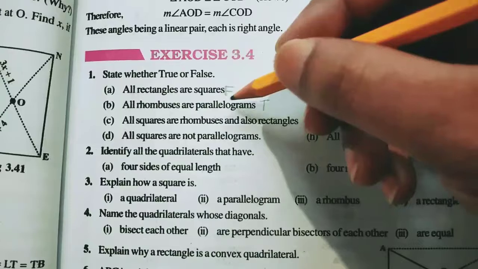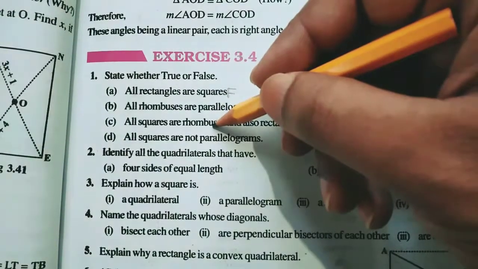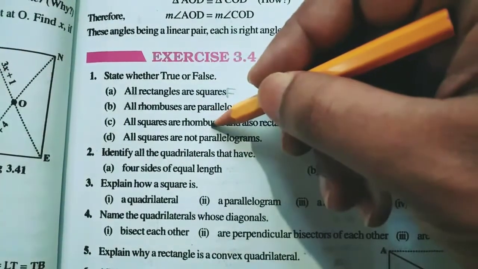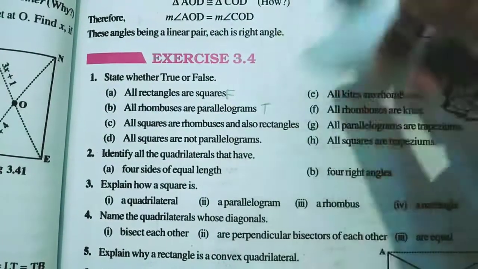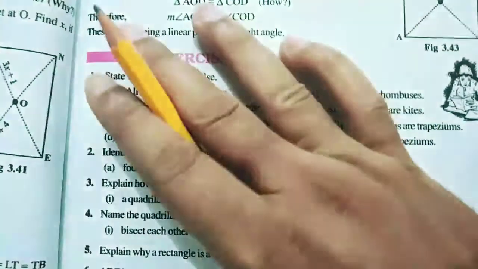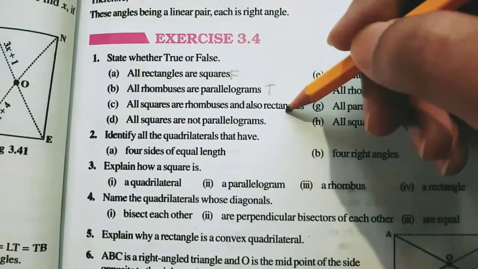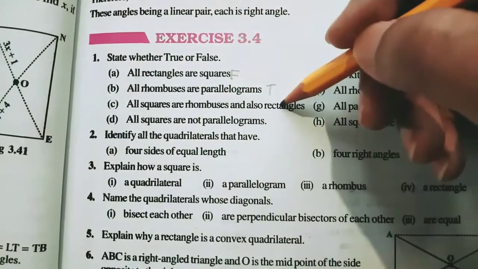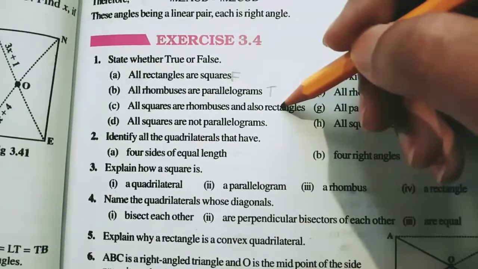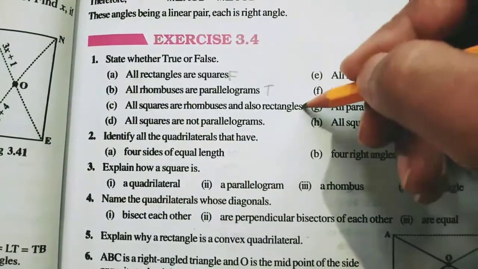All squares are rhombus and also rectangle. All squares are what? Rhombus, right? Because in a rhombus all the sides are equal. Okay, so it can be a square also and also a rectangle, because in rectangle and square what is the common thing? All the angles are 90 degrees, correct? So it is also true.